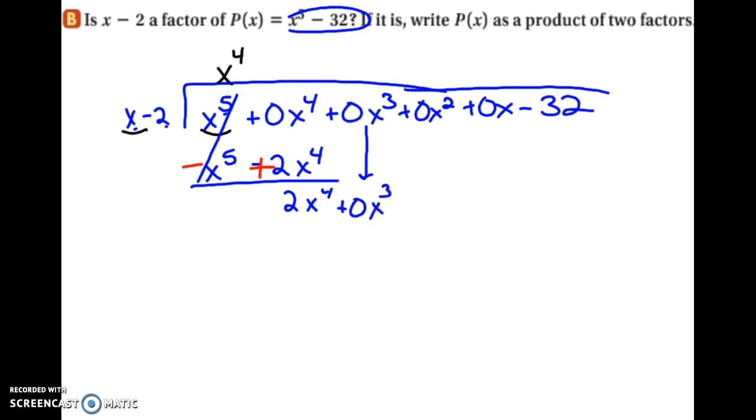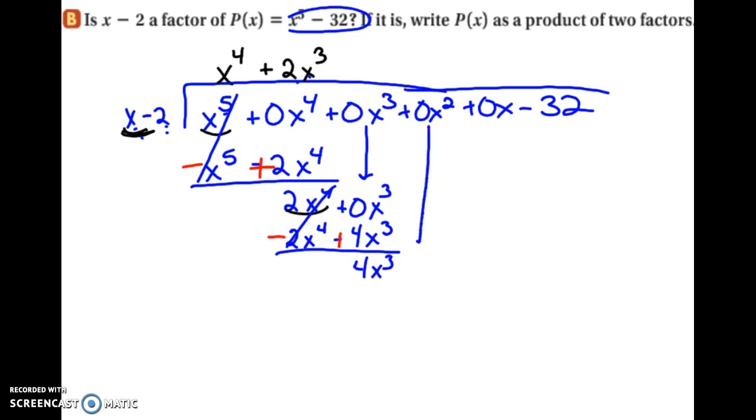So 0x cubed. So same question. To make x be 2x to the 4th, we have to multiply it by a positive 2x cubed. So let's distribute that. 2x cubed times x is 2x to the 4th. 2x cubed times negative 2 is minus 4x cubed. We change those signs. So 0x plus 4x cubed is 4x cubed. Then we bring down the 0x squared, and we just keep going.